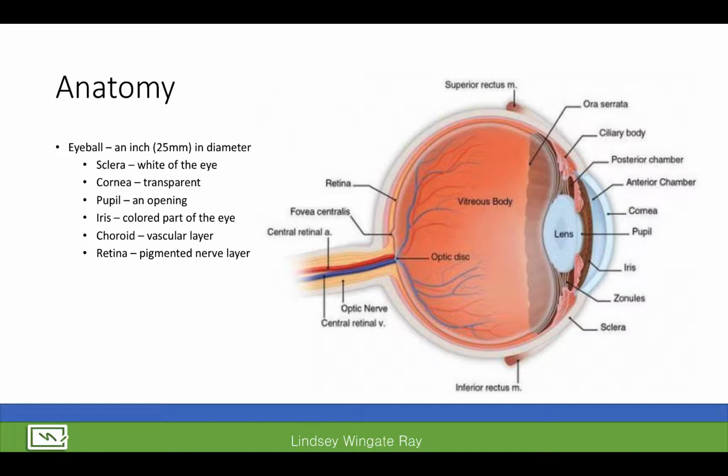You have the sclera, which is the white part of the eye, the cornea, which is the transparent part of the eye, the pupil, which is an opening in the eye, your iris, which is the colored part of your eye, your choroid, which is the vascular layer of your eye, and your retina, which is the pigmented nerve.